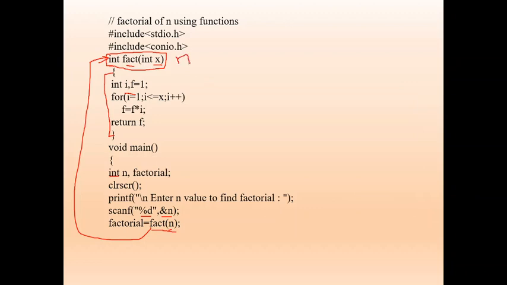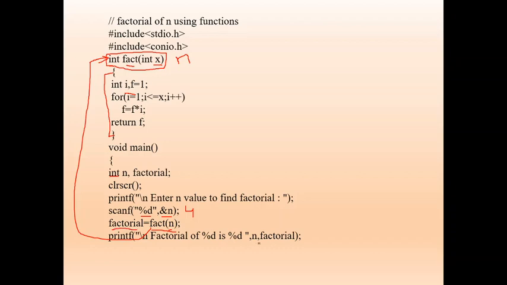Whatever the n value I give, it is going to find the factorial for that. For example, after running, if I give n is 4, it will find factorial for 4. If I give 5, it will find factorial for 5. If I give 10, it finds factorial for 10, like that. Only one time I am writing, and I can find it n number of times. Printf factorial of %d, n comma factorial. The return value will be stored in factorial.